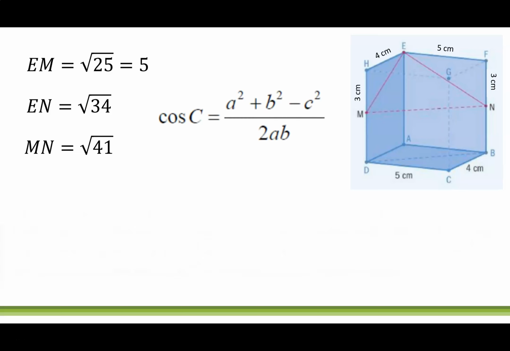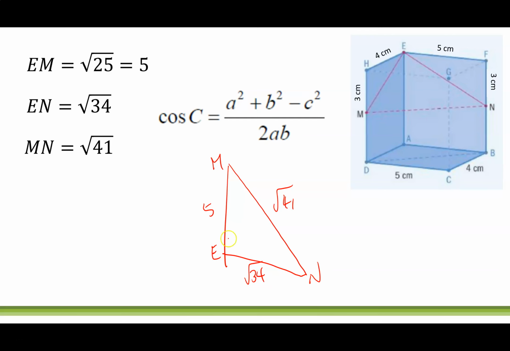Well, I can now imagine that triangle here. I don't know what size of angle this is. It was not really well drawn. I can put M over here and over here. Root 41. EN was root 34. And this one was 5. I don't know if that's right angled or not, but I'm not going to assume it is.